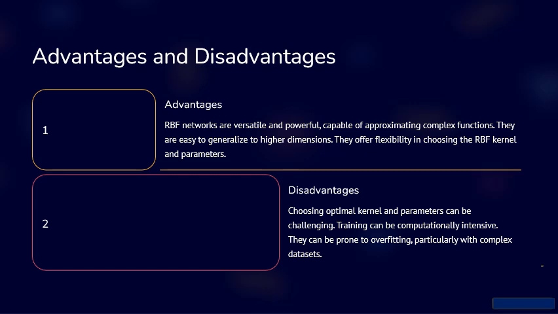Some of the advantages and disadvantages of radial basis functions are: advantages. RBF networks are versatile and powerful, capable of approximating complex functions. They are easy to generalize to higher dimensions, and they offer flexibility in choosing the RBF kernel and parameters. And some of the disadvantages are: choosing the optimal kernel and parameters can be challenging. Training can be computationally intensive. They can be prone to overfitting, particularly with complex datasets.